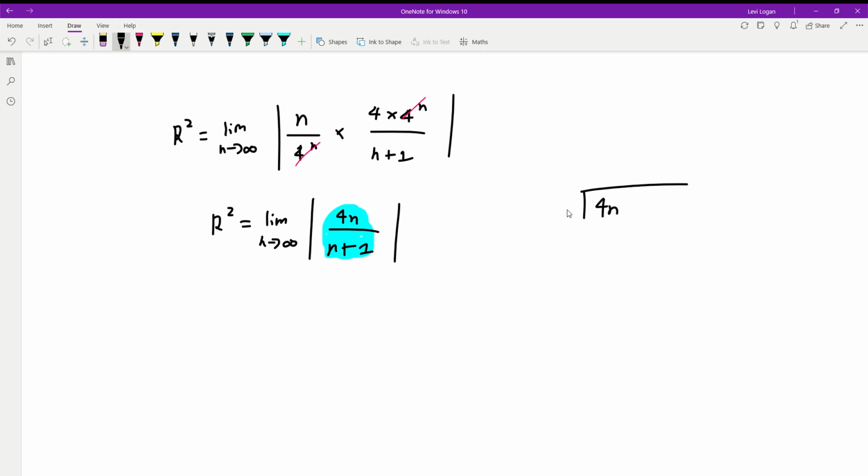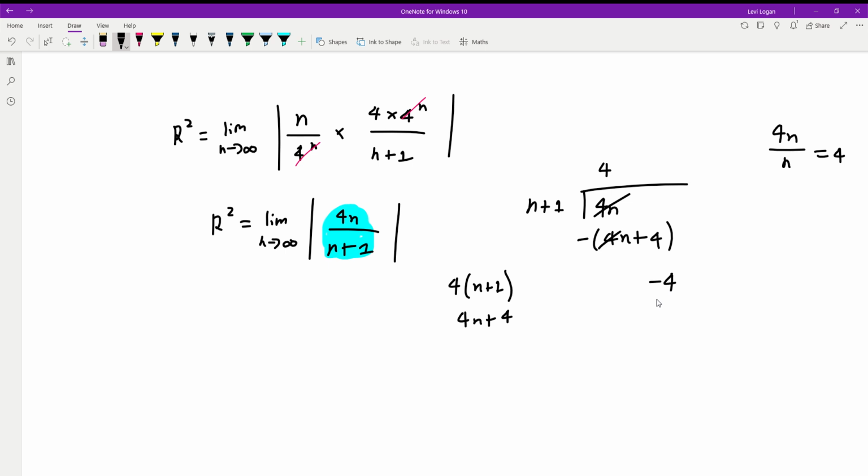4n divided by n plus 1. Take that first term, 4n, and divide it by that term there: 4n divided by n gives you 4. Place that up there, then multiply this number by this, so you get 4 times n plus 1, which is 4n plus 4. Subtract it down here: minus 4n plus 4, and if you've done it correctly, this term will always cancel out, so you're left with minus 4 as a remainder. So we can rewrite 4n over n plus 1 as the same as 4 minus 4 divided by n plus 1.